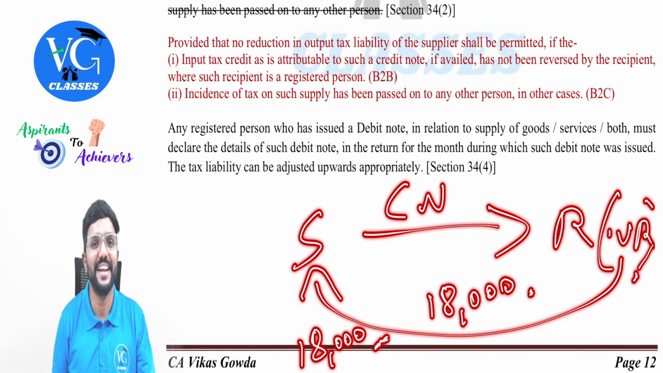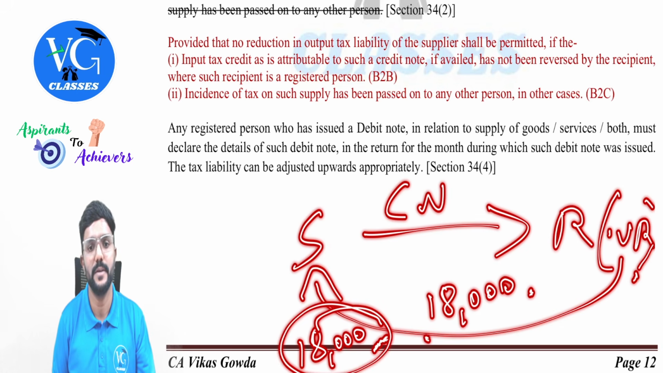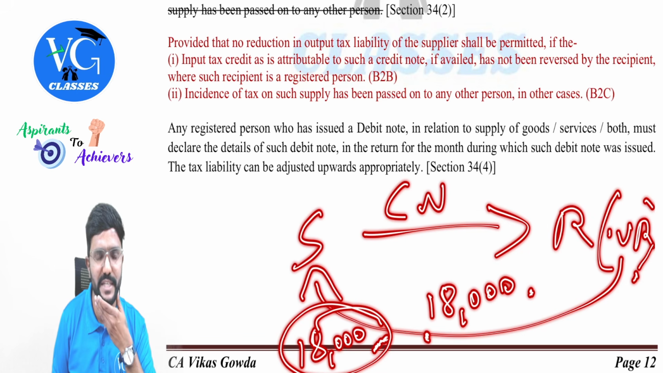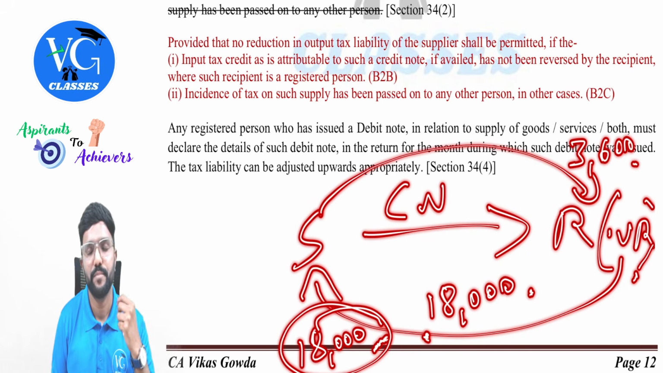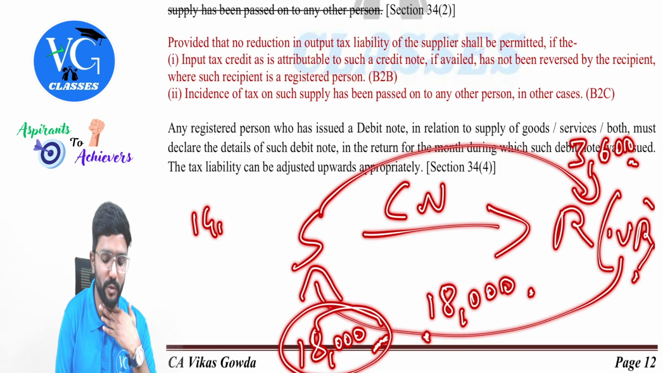Now the supplier might take undue advantage here, thinking anyway the recipient is not supposed to claim credit, let me collect the full amount from him. Clear? And I will remit only 14,400 to the government. No. You have to remit the full 18,000. Now if the supplier had already collected 18,000 GST from the recipient, but later when he gave a discount and credit note, he returned back 3,600, that is the 20,000 discount plus GST 3,600, he gave it back to the recipient. In that case, what would be the output tax liability of the supplier? In that case, it would be 14,400.